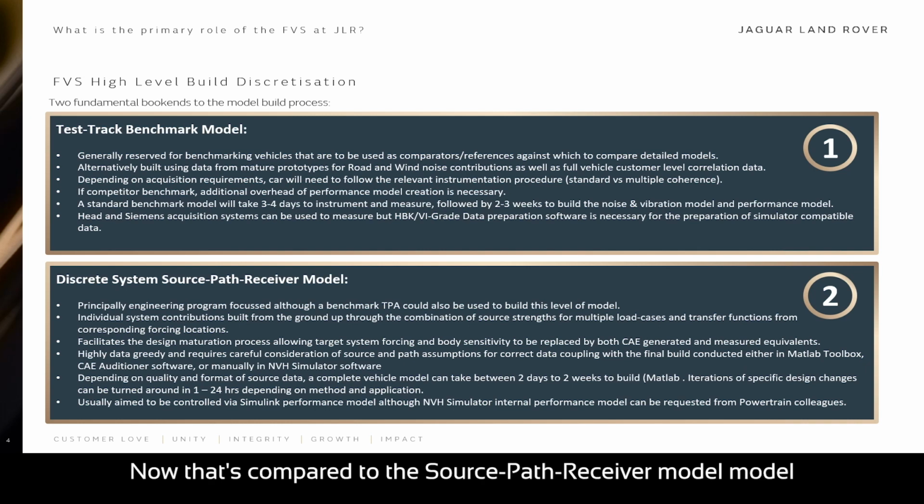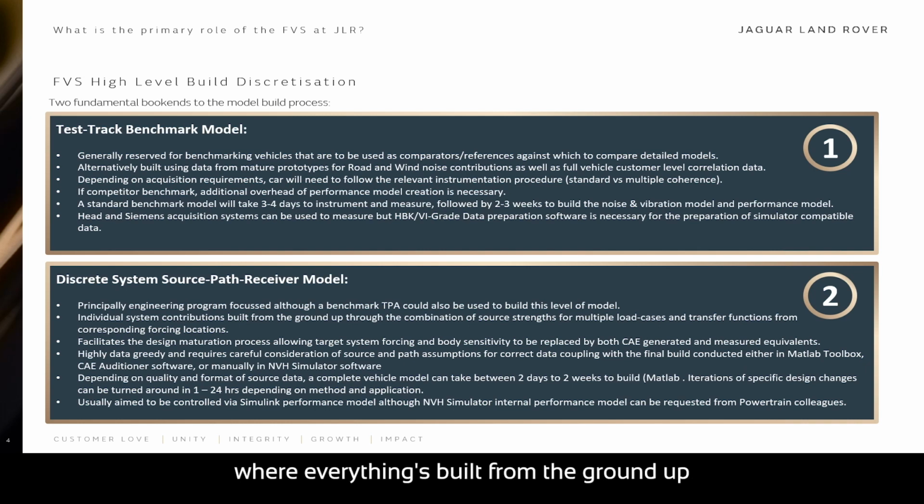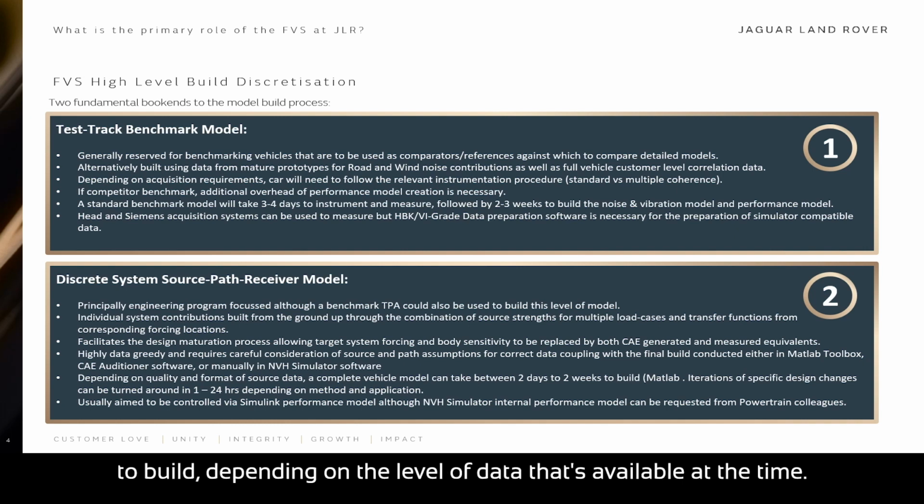That's compared to the source path receiver model, where everything's built from the ground up in terms of your source strengths, your transfer paths, and building those into your customer level contributions. With the second model, we're at a stage now where it can take between 2 days and 2 weeks to build, depending on the level of data that's available at the time.